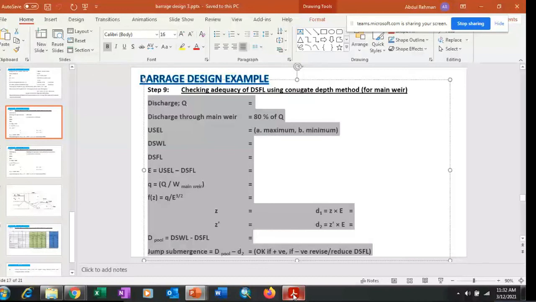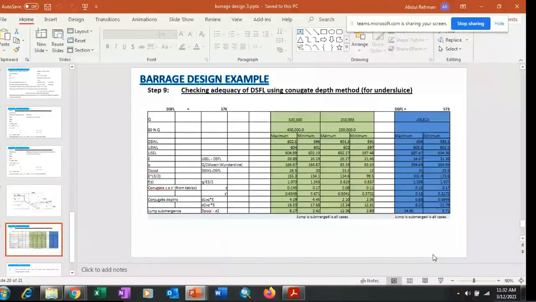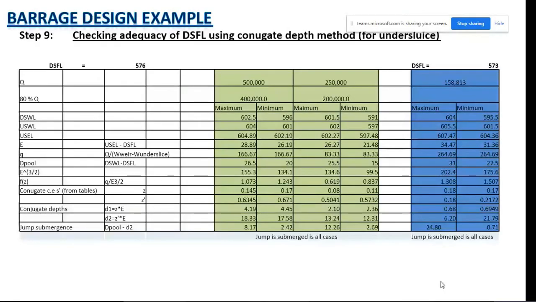You will be doing this for different conditions, different scenarios. And if in any scenario the value comes out to be negative, just reduce the downstream flow level by that value and move forward. No need to go back to the previous steps. I'll explain these simple calculations. Up to this step, for the main weir, our downstream flow level is set as 576 feet. For the undersluice portion, the downstream flow level is set as 573 feet.